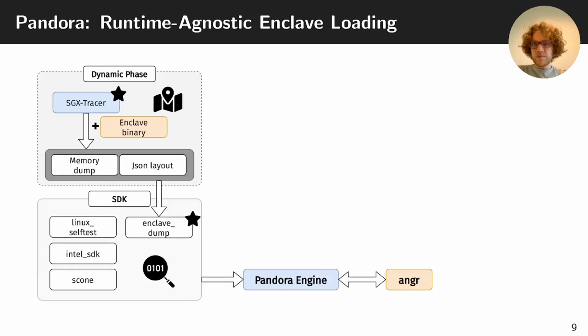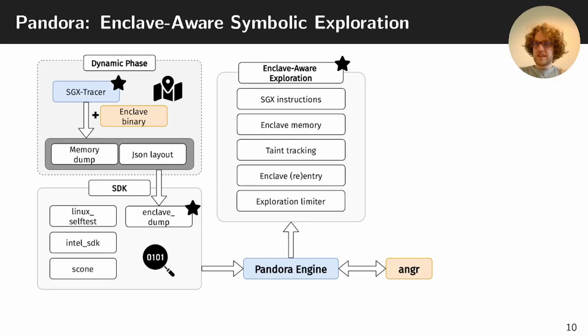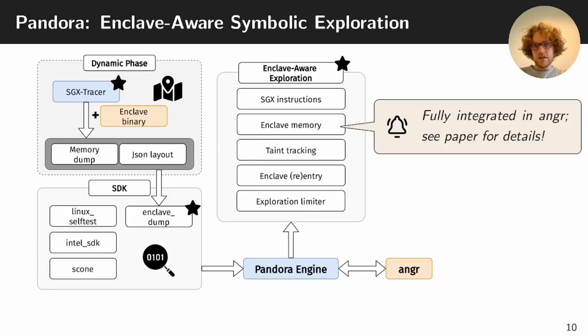So that is the starting point for our symbolic execution. We load that into Anger. We have a custom Anger loader to do that. And then, as you can see, between Anger and our loading phase, we also have this component that we call the engine, which takes care of all the Enclave specifics that Anger is not aware of. So things like the behavior of x86 instructions for SGX, but also a powerful taint tracker and re-entry mechanism. And last but not least, an Enclave-aware symbolic memory model that is, I think, very neatly integrated into Anger and could serve as a foundation for future work as well.